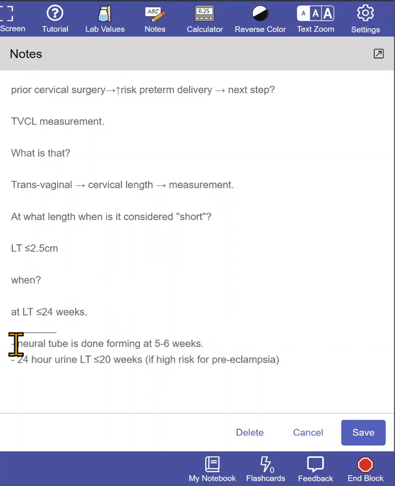And these are some fun facts. The neural tube is done forming at 5 to 6 weeks, so you should be thinking about supplementing folate before that time, because after that it won't necessarily help. It's fine to do it, but it's not going to change your chances of disturbances to the development process of the fetus. And then 24-hour urine, that's for less than 20 weeks. If high risk for pre-eclampsia, probably do it anyway.